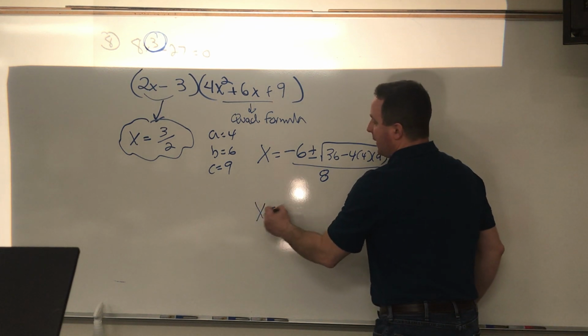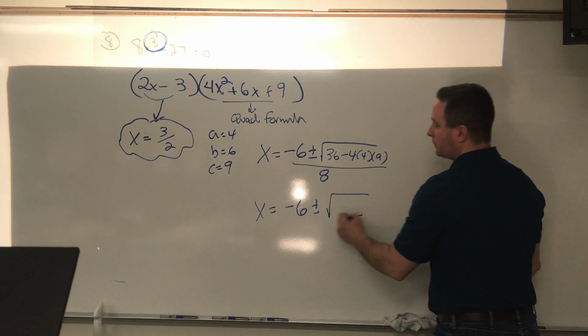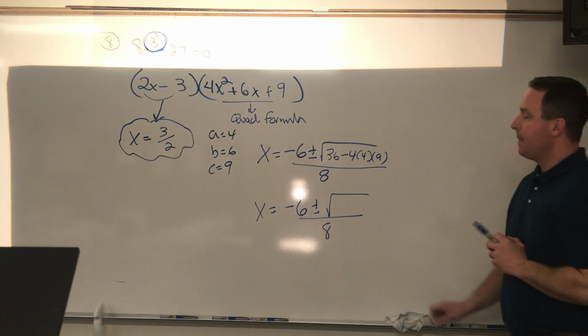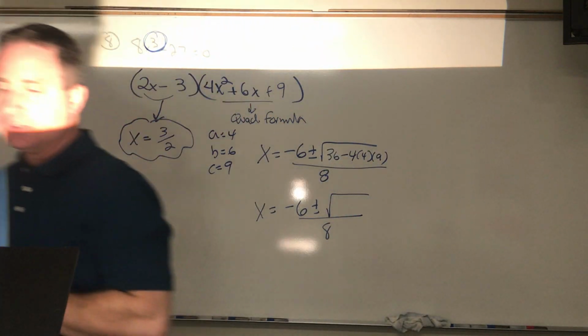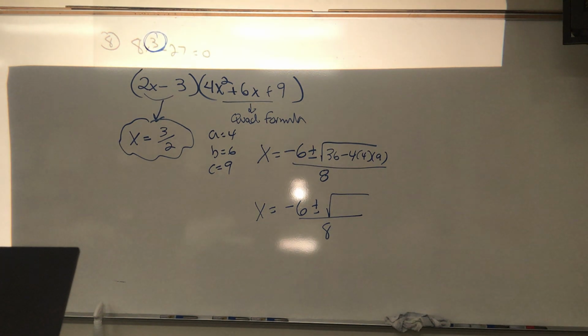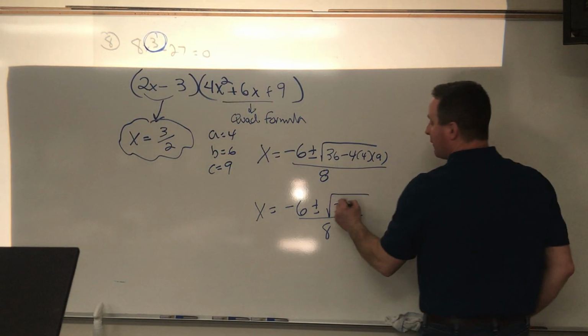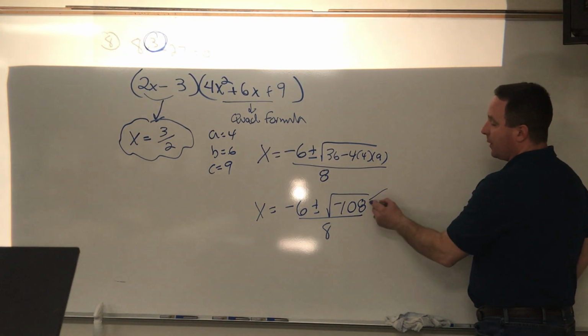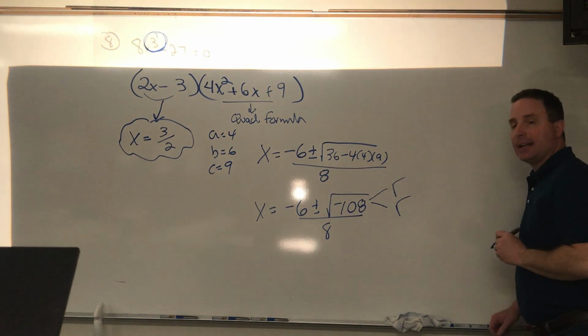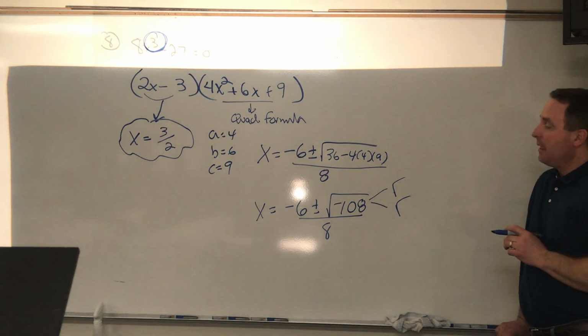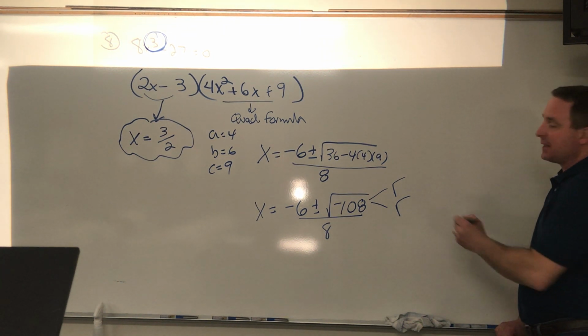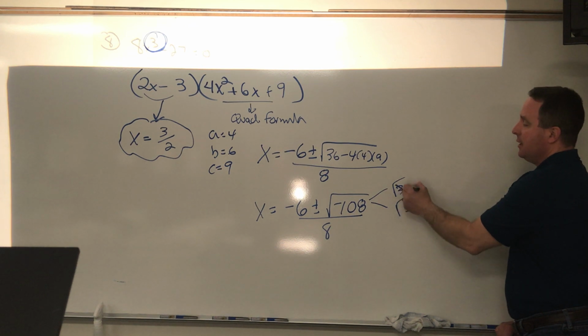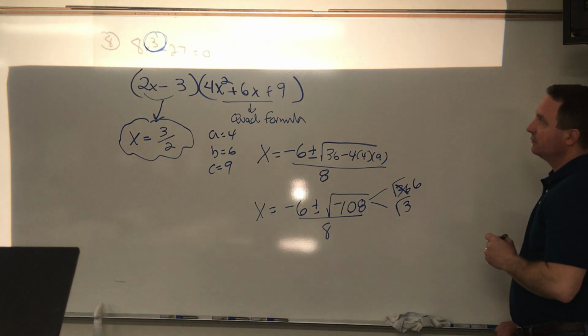Okay, and if I simplify that stuff under the radical, 36 minus 4 times 4 times 9, we get negative 108. Yeah, we've seen this problem before. 108 is not a perfect square. If you look at it on your factor sheet, and if you actually look at it, you're going to see 36 times 3. And the square root of 36 is 6.